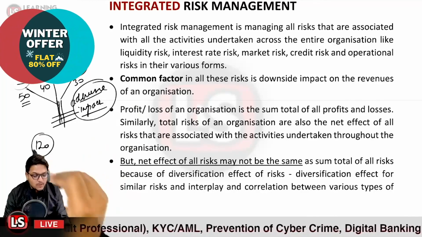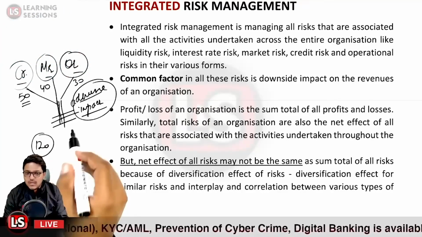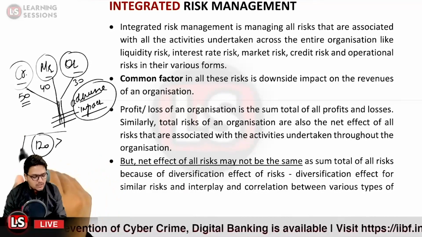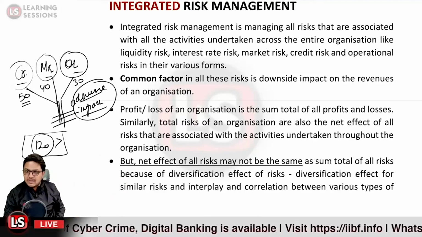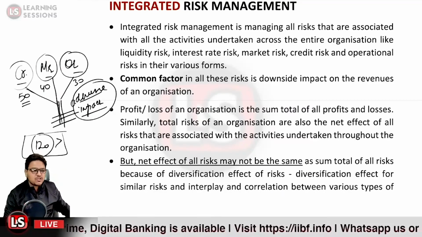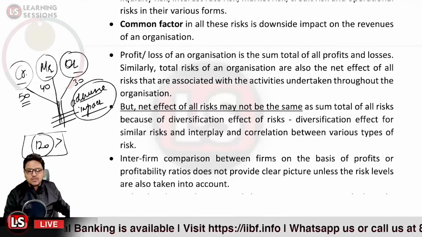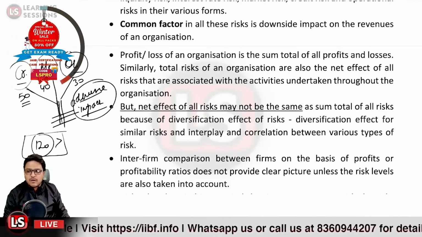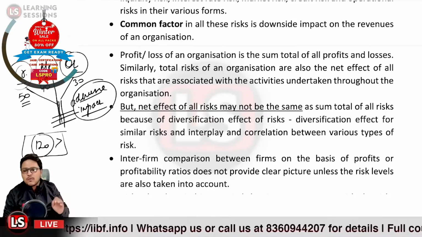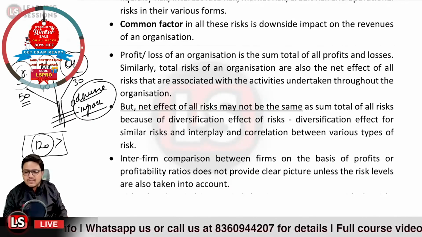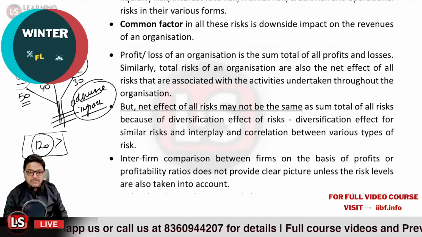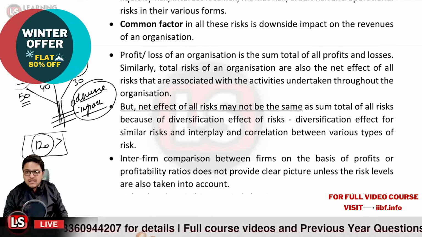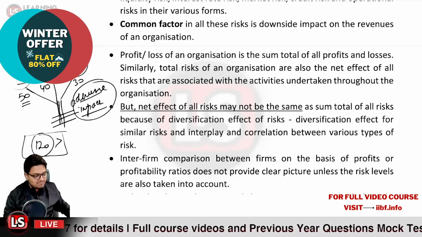But it may also be possible that your total probable loss may be greater than 120 because of the interplay of these risks. Is that clear? Because of the diversification effect. So inter-firm comparison between firms on the basis of profits or profitability ratios does not provide a clear picture. If you are not taking the risk levels or risk events into the picture, you cannot compare two different firms.